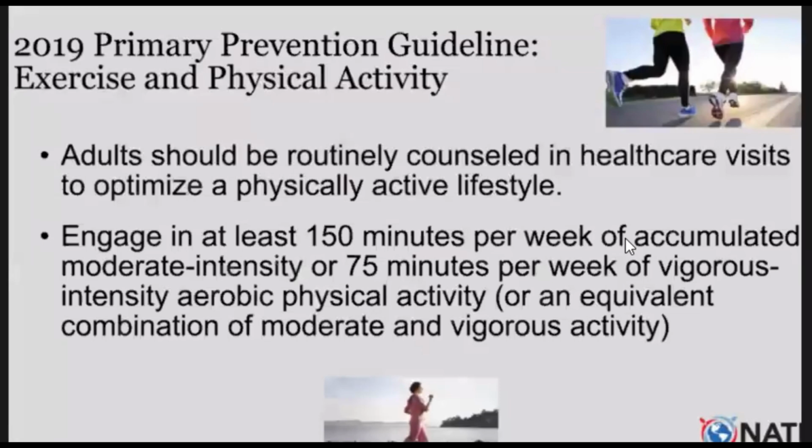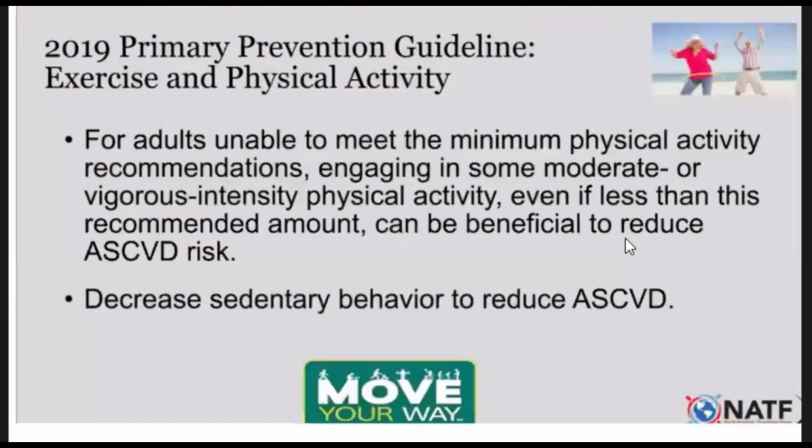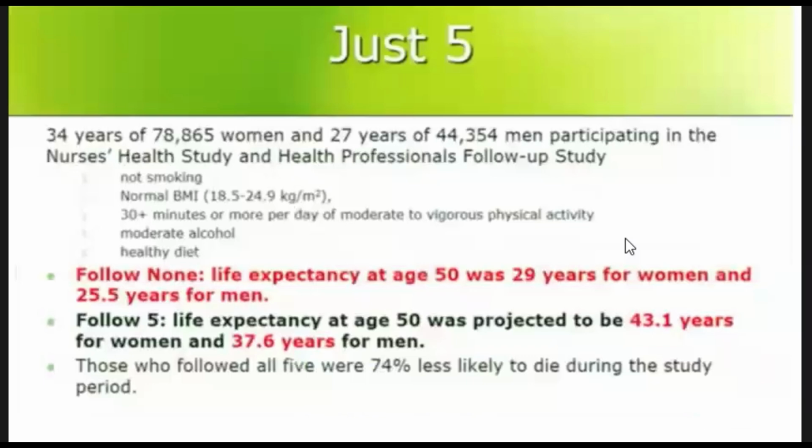Okay. Lifestyle modification: the recommended time for exercise is 150 minutes per week of moderate intensity exercise, or 75 minutes of vigorous exercise. As I said, some activity is better than nothing. This is the Just5 trial that I have to mention. It is the Nurses' Health Study follow-up. They followed up 770,000 males and females for these factors: smoking, BMI, 30 minutes of activity, moderate alcohol, and a healthy diet, because this was done a long time back. And if they hadn't followed any of those things, their life expectancy at 50 years is 29 years for females and 25 years for men.